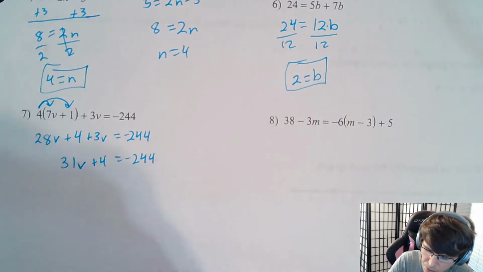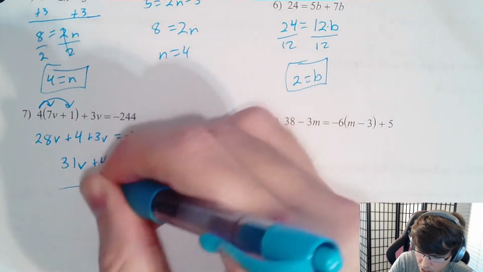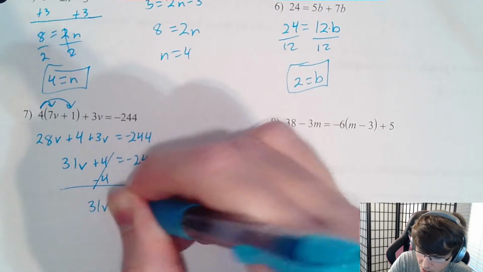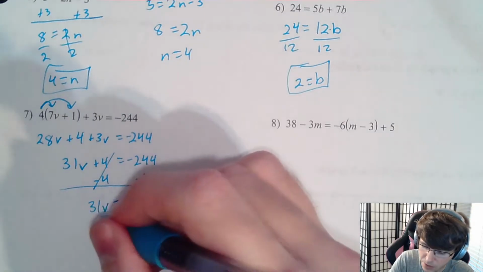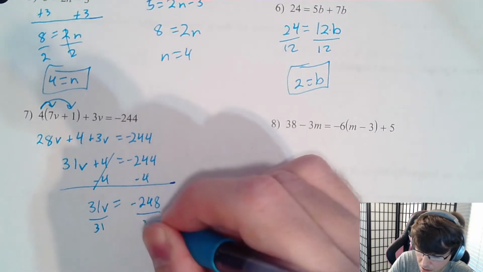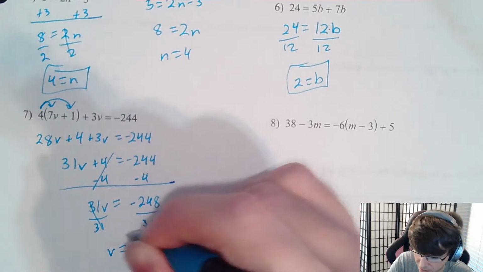We get rid of that 4. We're trying to get that v alone, trying to isolate that variable. Subtract 4 on both sides. We get 31v is equal to negative 248. And now divide both sides by 31. And we're going to get v is equal to negative 8.